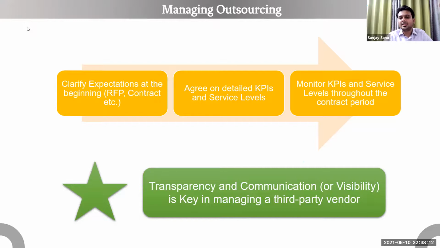But then even after contracting, as part of the monitoring, you must have a clear discussion with the vendors on those KPIs, on those service levels. And then throughout the contract period, whatever is the contract period, you should monitor those KPIs so that you monitor the performance of your vendor. And the key here is transparency and communication. And in communication, we also talk about visibility. So if you are managing your vendor, you should have full visibility of what is happening and when.